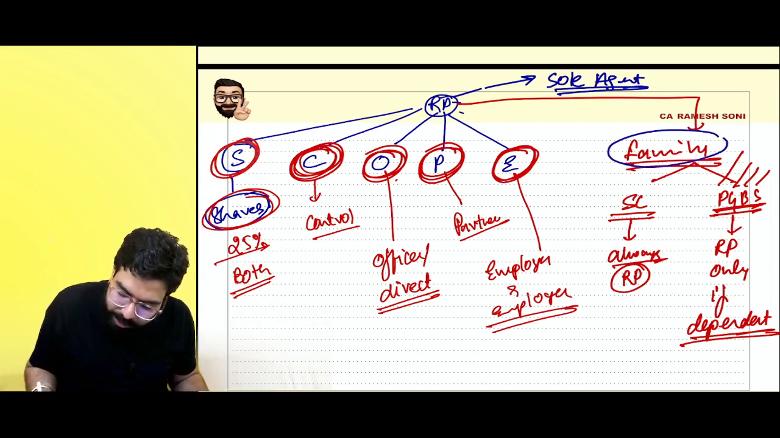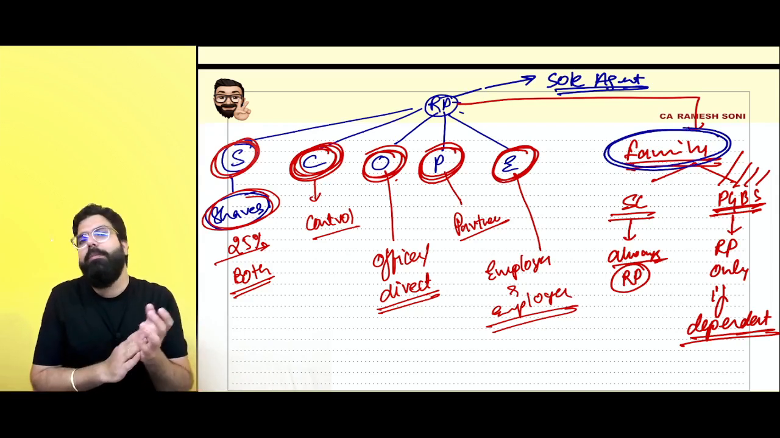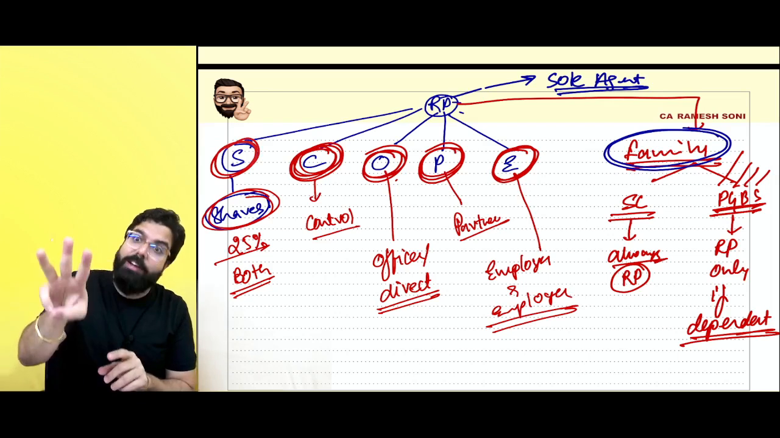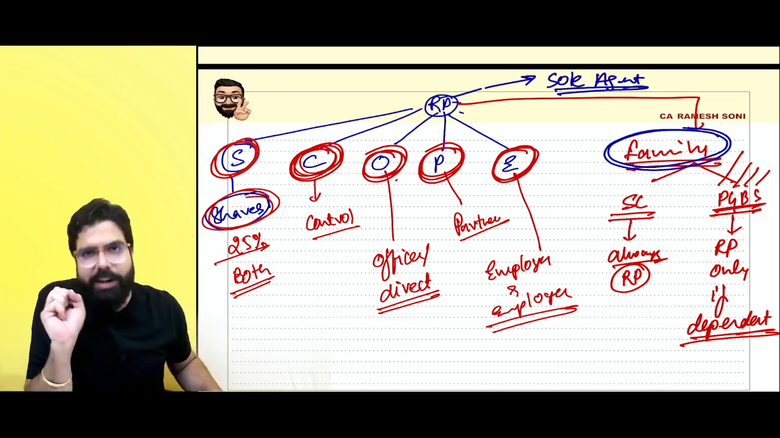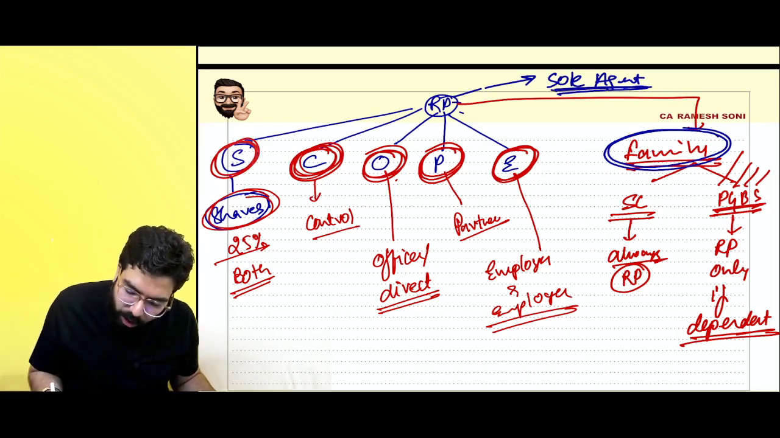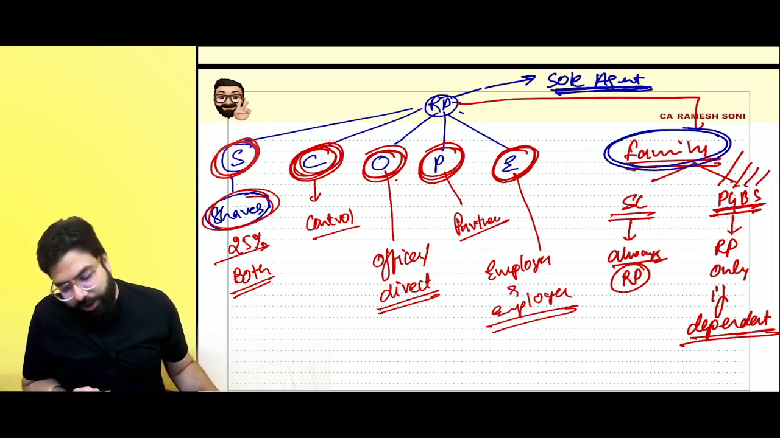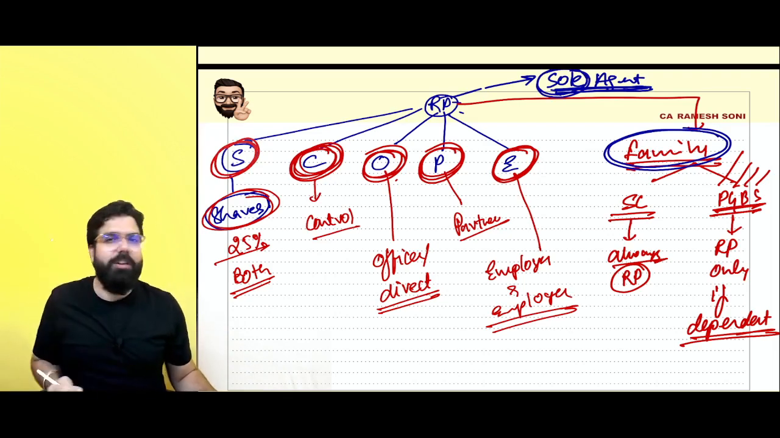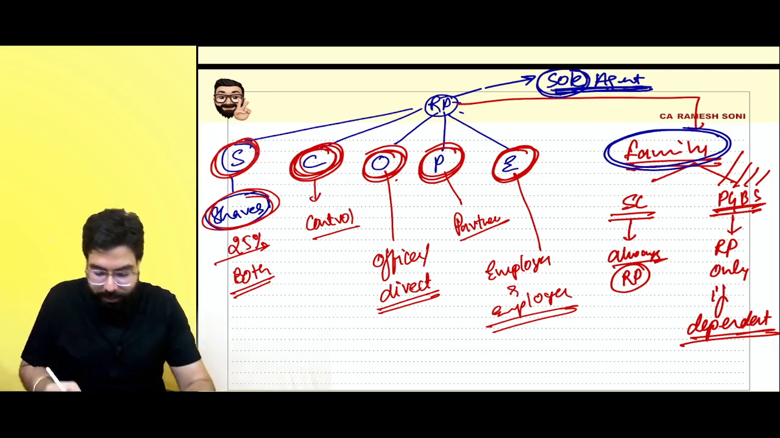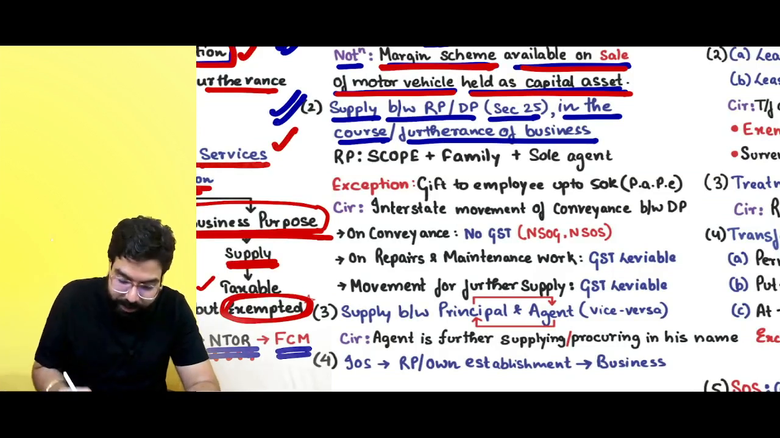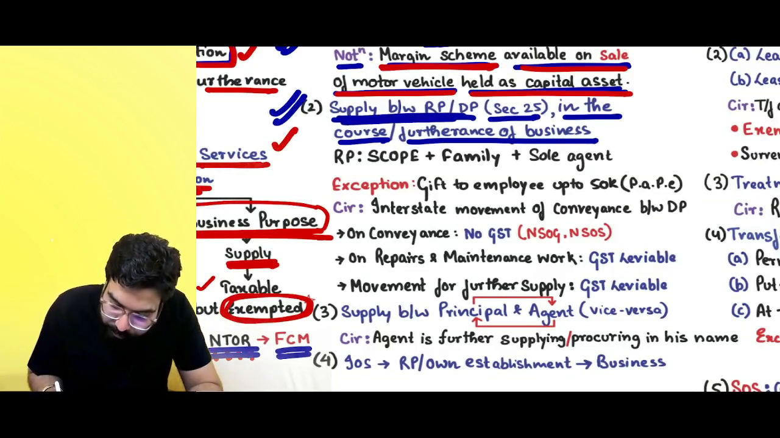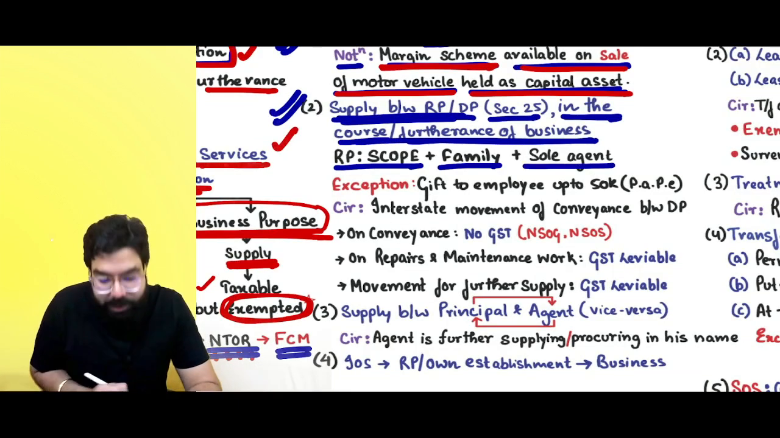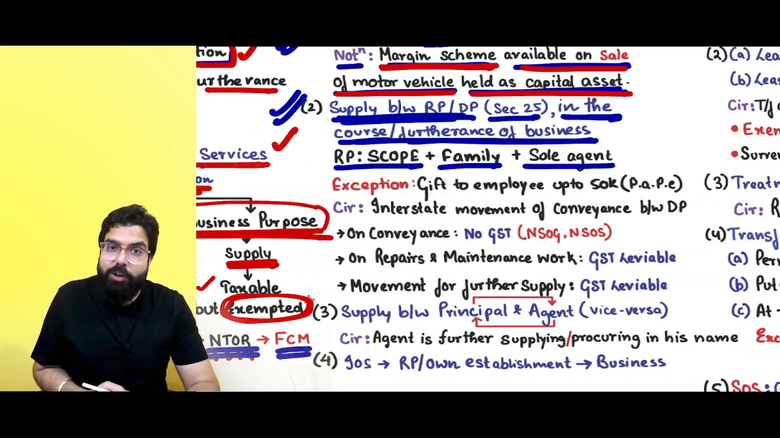Then family is also a related person, but you have to remember: spouse and children will always be related persons. Parents, grandparents, brother, sister are related only if they are dependent on you. A sole agent or sole concessionaire is always your related person. Sole means only one. If you have only one sole agent across India, then they will become a related person. Done. So, supply between related persons in the course or furtherance of business. Related person: scope plus family plus sole agent. But here one thing you have to be careful.